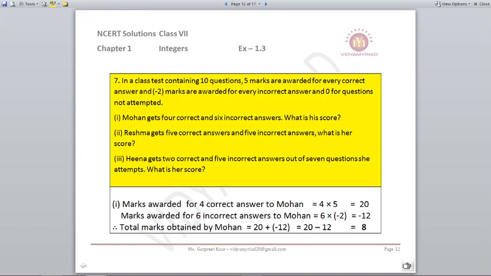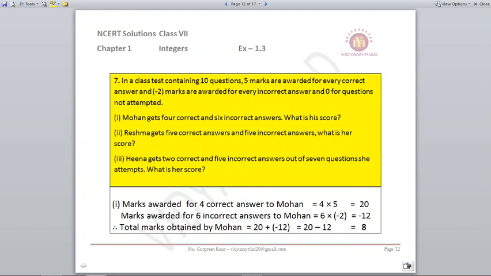Third part, Hina gets 2 correct and 5 incorrect answers out of 7 questions she attempts. What is her score? That means, see here, Hina has attempted only 7 questions. She has not done 3 questions. Total were 10 questions. Out of 10 she has done only 7 questions. 3 questions she has not attempted, and for not attempted it is told we will give 0 marks.